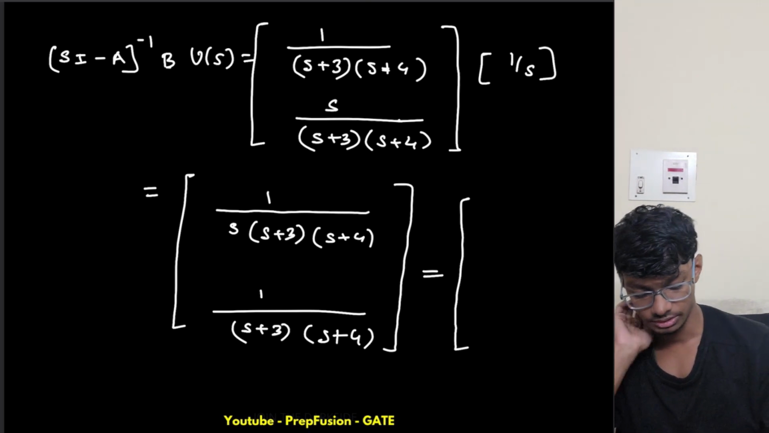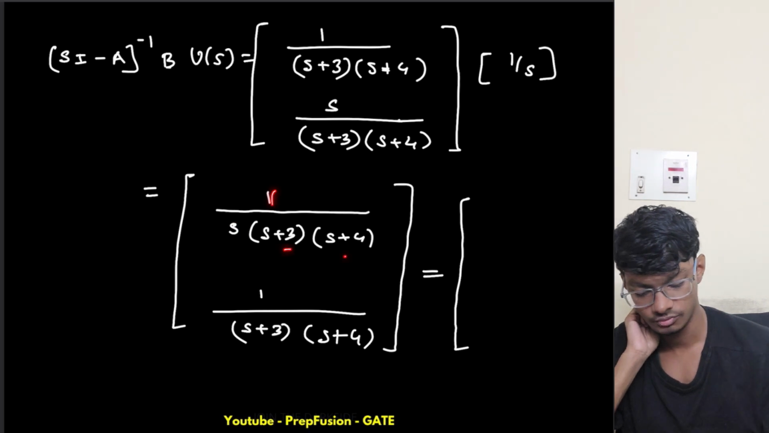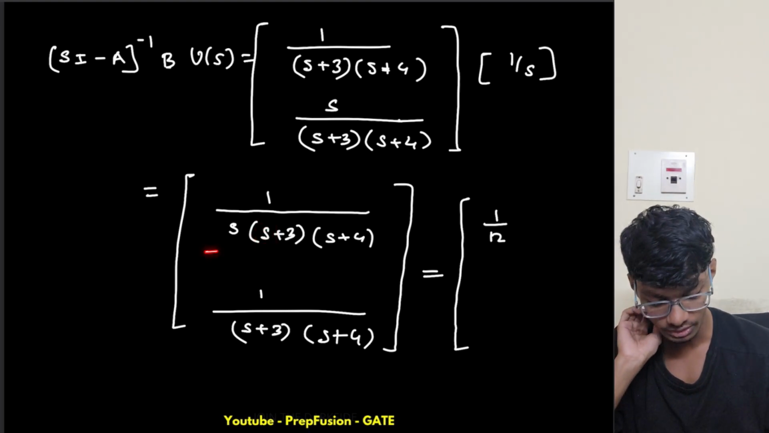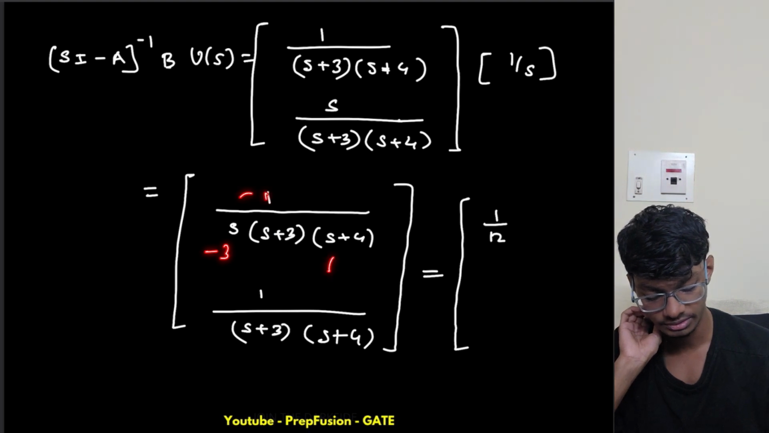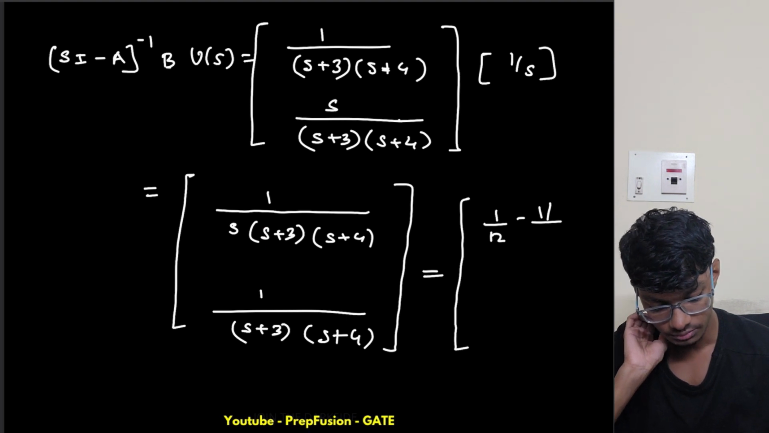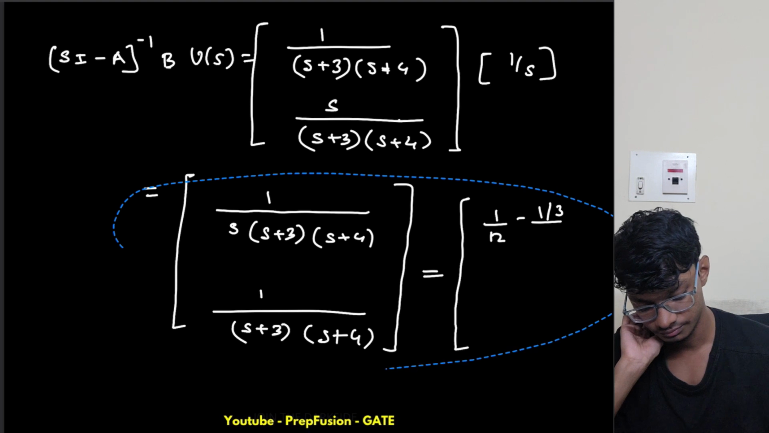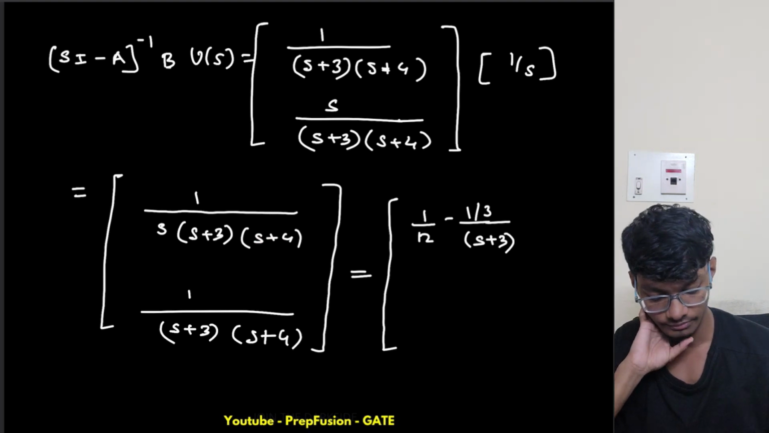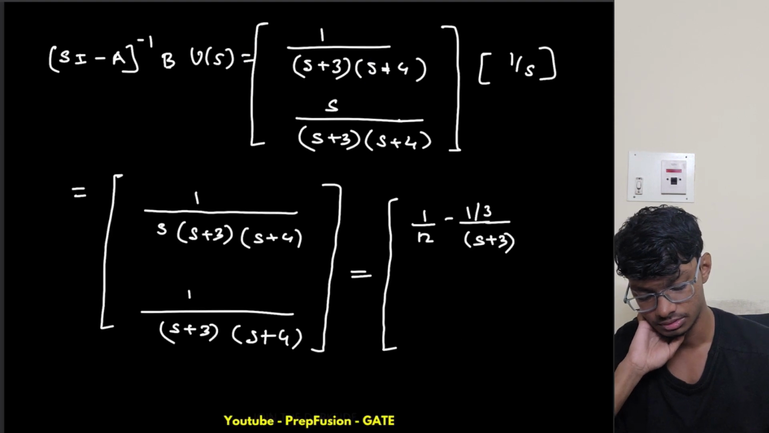So what will be this? I put s equals to 0 over here. So this is 1 by 3 times 4. This is 1 by 12 s. And I put s equals to minus 3 over here. What do I get? If I put s equals to minus 3 over here, I get this is minus 3 and this is 1. So 1 by minus 1 by 3 times s plus 3. So basically, I don't have enough space. I have to manage enough space here. And if I put s equals to minus 4 over here, I get minus 1, and this is minus 4 also. So 1 by 4, sorry, 1 by 4.